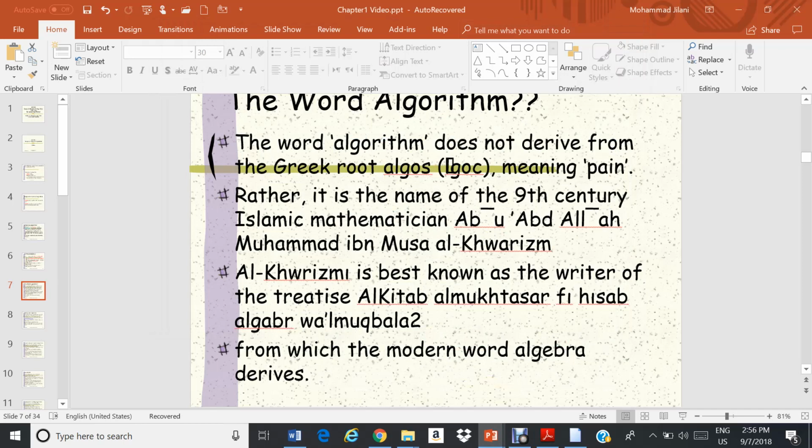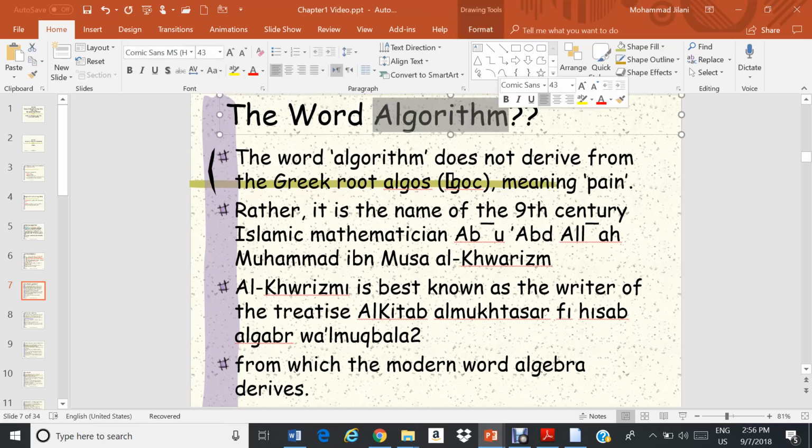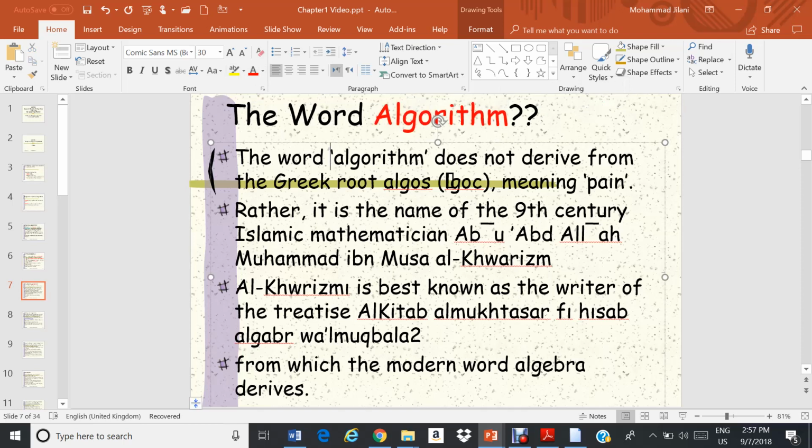Let me go a little bit into this interesting question. Where does the word algorithm come from? This is the word algorithm, we use it quite often. Where does it come from? Some people think that this comes from the Greek root of algos. Algos is a Greek word, which means pain.